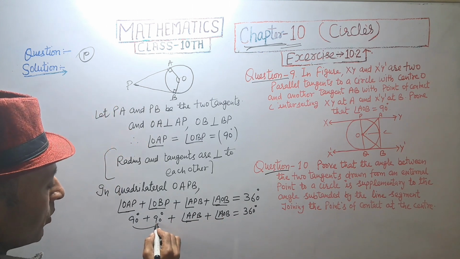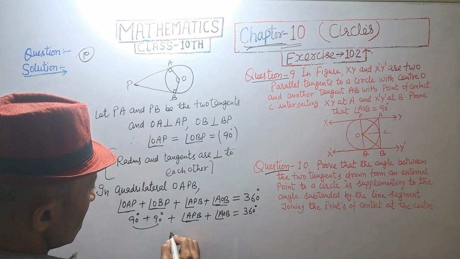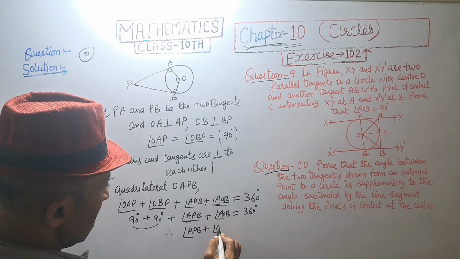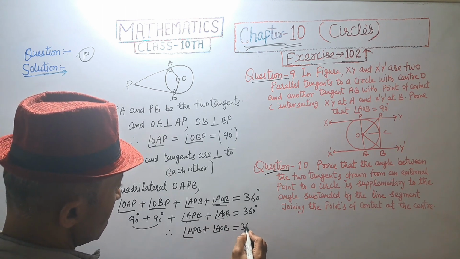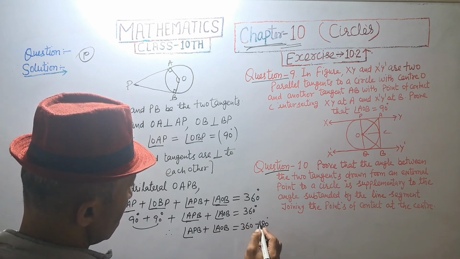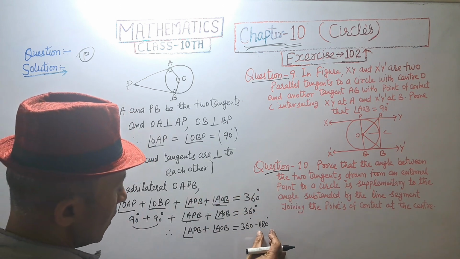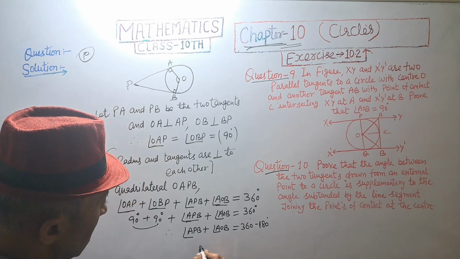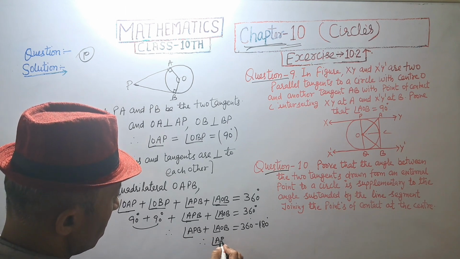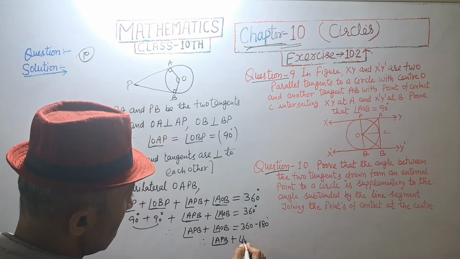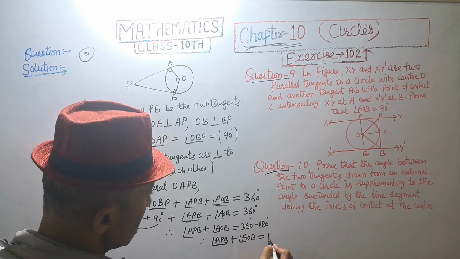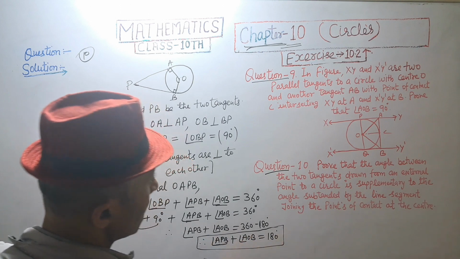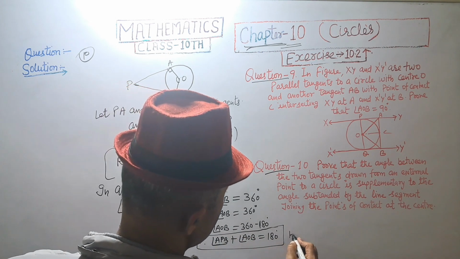90 plus 90 is equal to 180, and shifting to the right side, angle APB plus angle AOB is equal to 360 degrees minus 180 degrees, that is 180. So angle APB plus angle AOB is equal to 180 degrees. Hence proved.